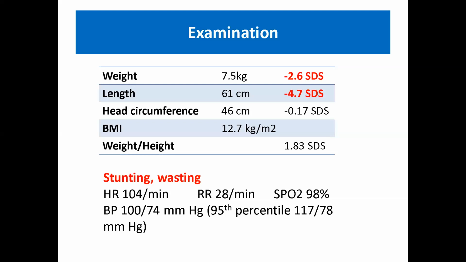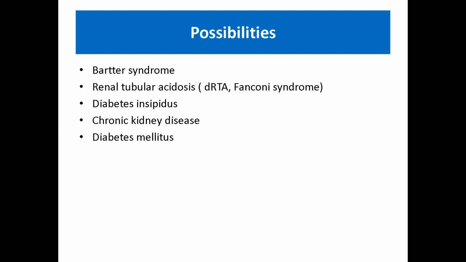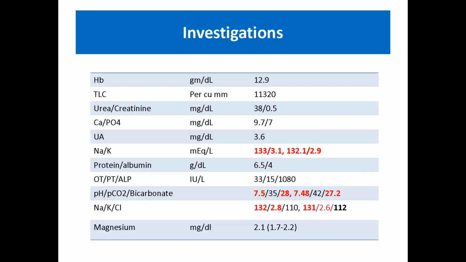Vitals were stable, and blood pressure was also fine. There was no dysmorphism per se, no evidence of cataract or any rickets, and all the systemic examination was normal. So the possibilities in a preterm birth with history of polyhydramnios, with history of increased passage of urine and failure to thrive, a possibility of Bartter syndrome was kept high, and then a renal tubular acidosis. And the last three differentials we've already discussed would be same as it was in the previous case.